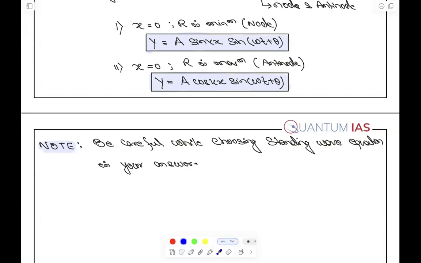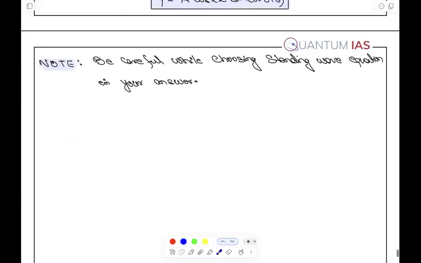Okay. Now, let's start with the velocity analysis.